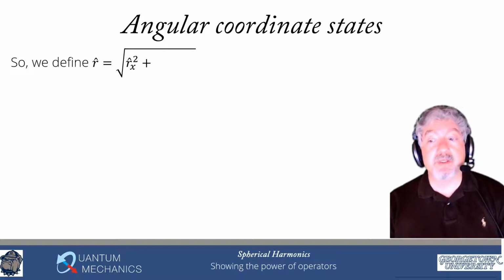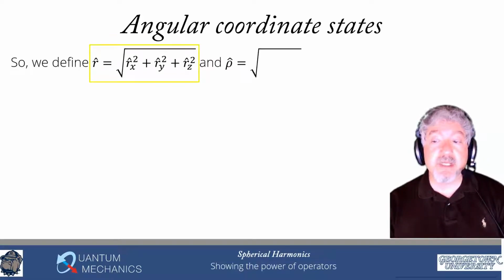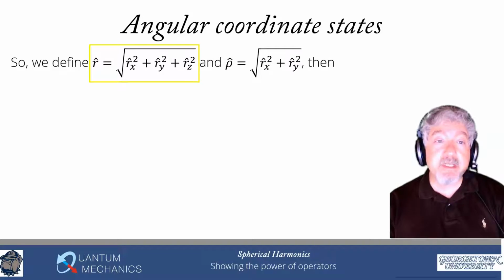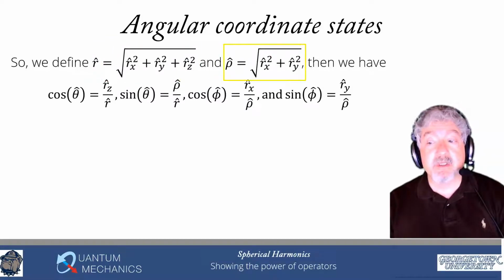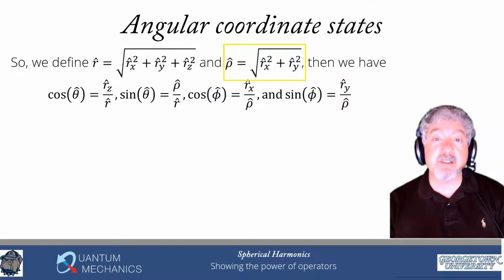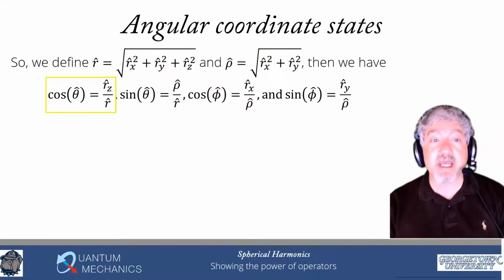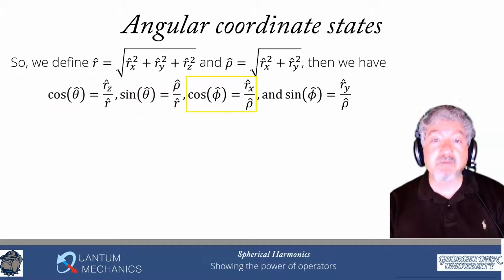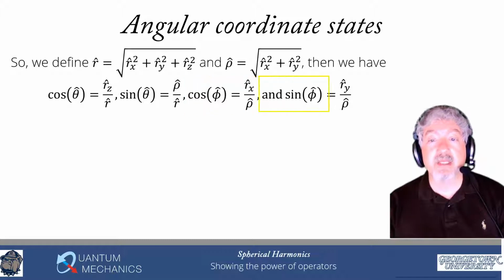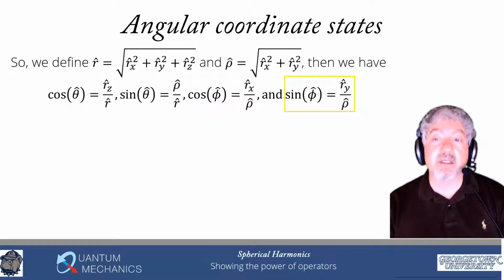All right, so we're going to define the radius or radial coordinate by the square root of r x squared plus r y squared plus r z squared, all operators. And we're going to define the polar radius, rho hat, by the square root of r x squared plus r y squared. And then if you just go and look into how we represent x, y, and z in spherical coordinates, you can very quickly verify that cosine theta hat will be r z hat over r hat, sine theta hat will be rho hat over r hat, cosine phi hat will be r x hat over rho hat, and sine phi hat will be r y hat over rho hat.